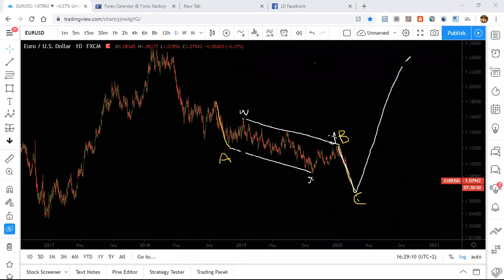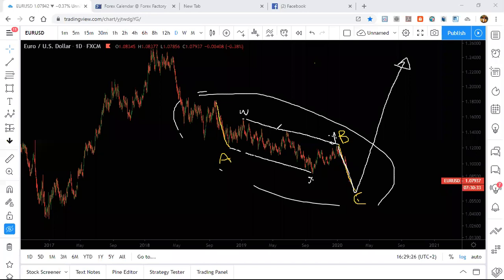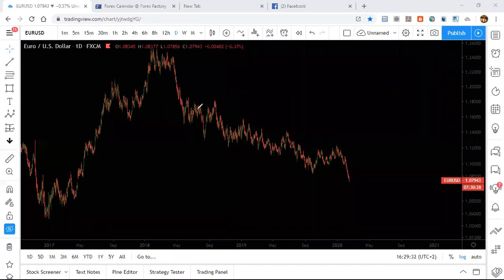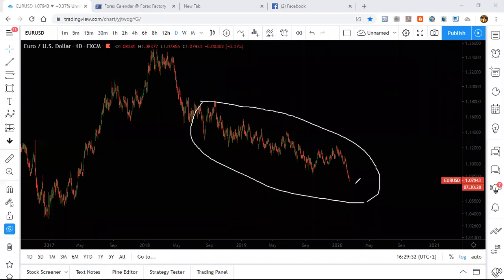Similar to the silver structure, if you go through my videos on YouTube, you'll see that this structure we are currently doing has already happened on silver, and we are doing it now on Euro US dollar. We are doing this structure now on Euro US dollar. So we're waiting for this to push to the downside.